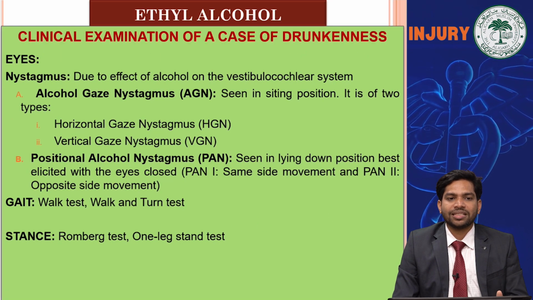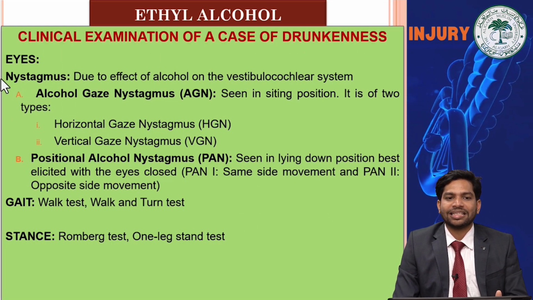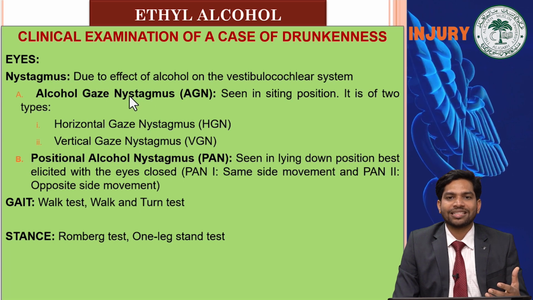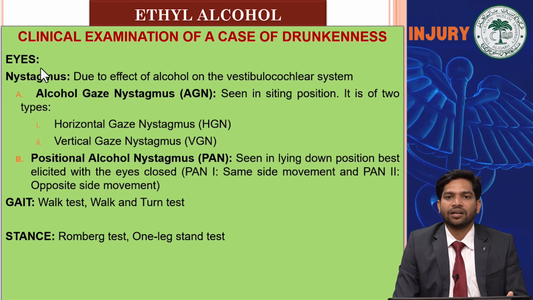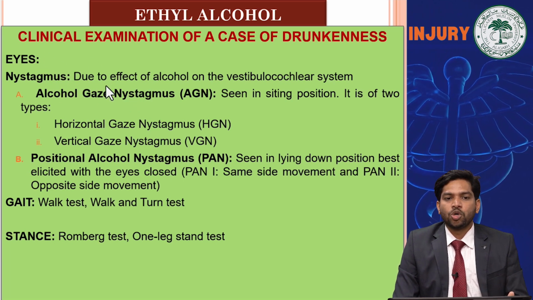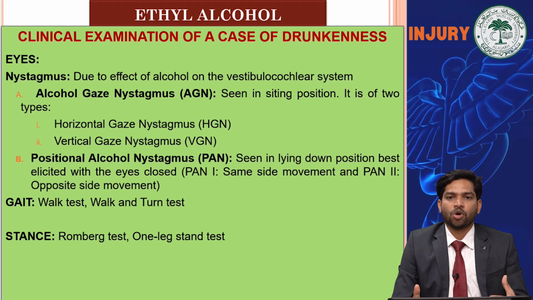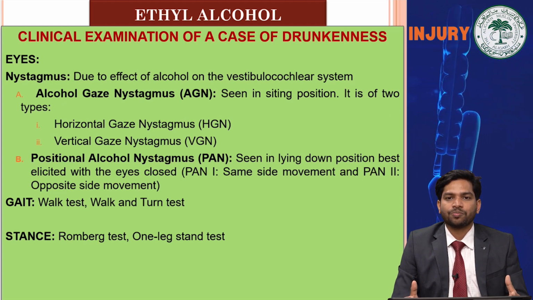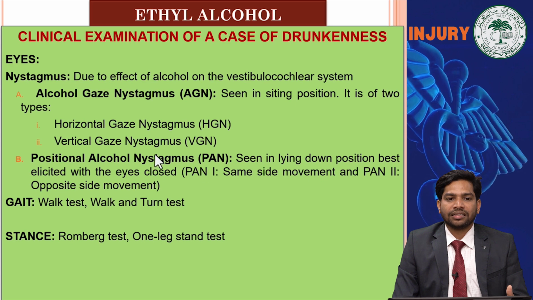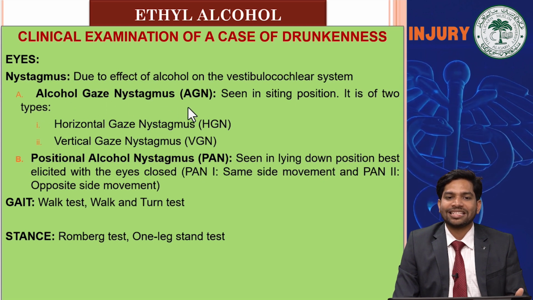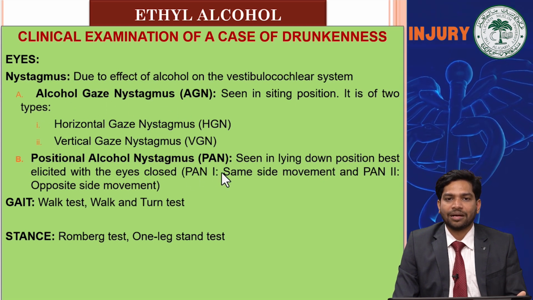So certain other features that I talked about: the nystagmus that is seen in the eye, the various types of nystagmus that are seen in the case of alcohol intoxication. Due to the effect of alcohol on the vestibulocochlear system, nystagmus is produced in alcoholics. This nystagmus can be alcohol gaze nystagmus or positional alcohol nystagmus.